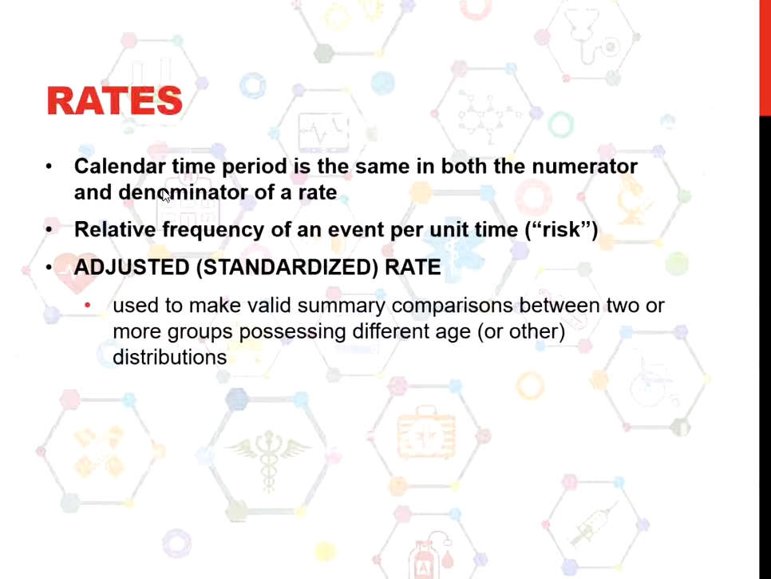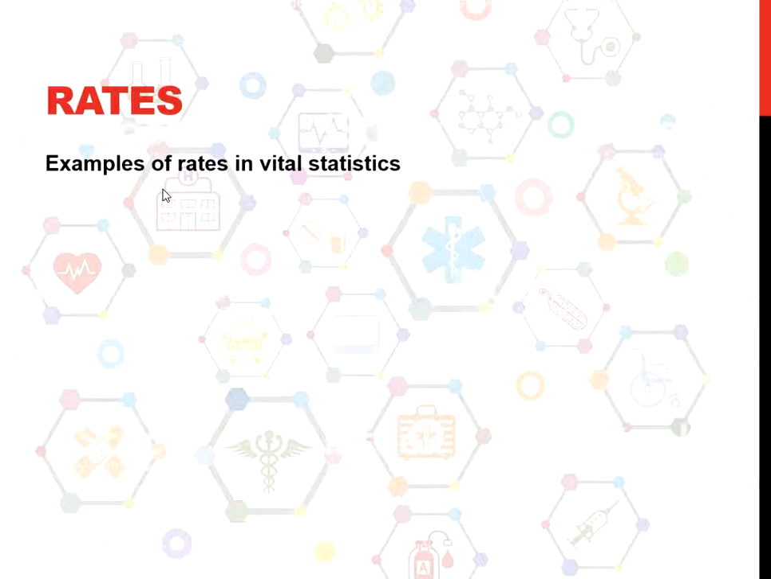Okay, adjusted standardized rate used to make valid summary comparison between two or more groups possessing different age or other distribution. So hindi na natin ito focus. Ito yung pag magkakaiba yung lugar o magkakaiba yung pangyayari pero same yung experiences. So parang ni-standardized lang. Okay.